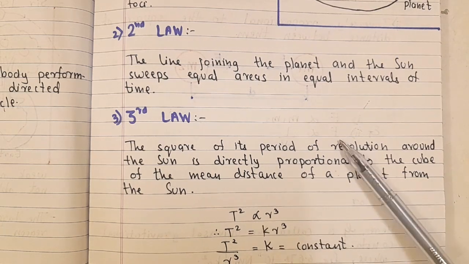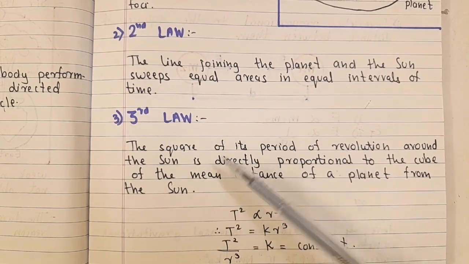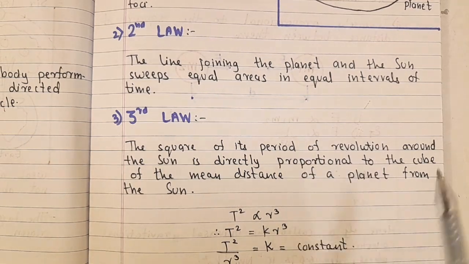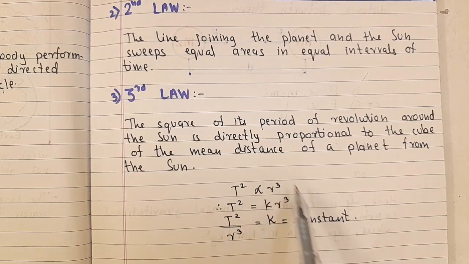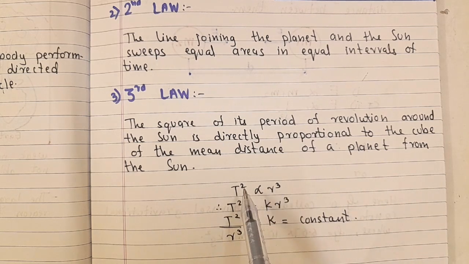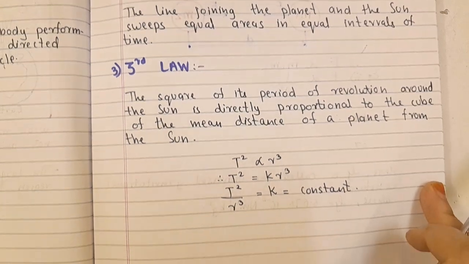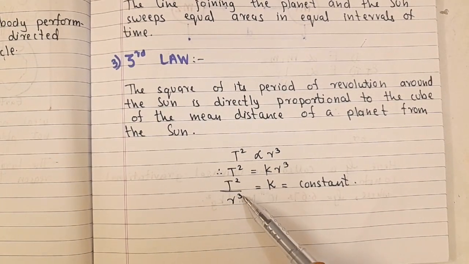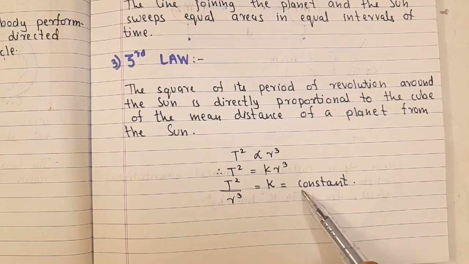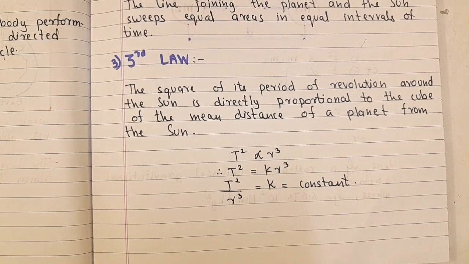Okay, so the square of the period of revolution around the sun is directly proportional to the cube of the mean distance of a planet from the sun. That means T squared is directly proportional to the cube of the mean distance. Therefore, T squared equals k r cubed, where k is a constant. So T squared upon r cubed equals k, where k is constant. So these were the three laws by Kepler.